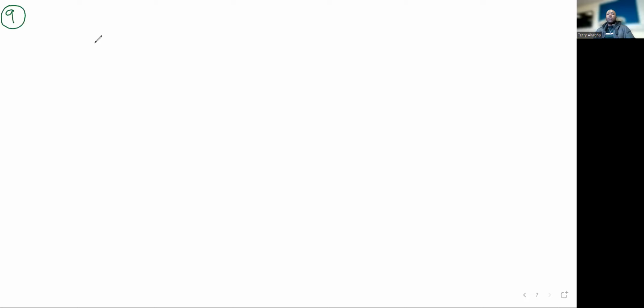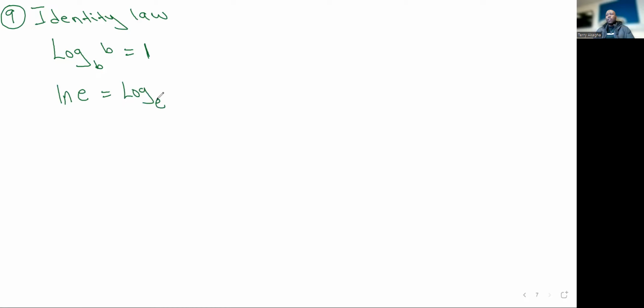Okay, number 9. The next one we're going to talk about is the identity law. Identity law is very easy. It just says that when the logarithm of a number is equal to the base, that will give you 1. So log b to base b is equal to 1. And ln e, remember I told you the ln is the same thing as saying log base e, and the e is also here as well. It's equal to 1. So ln e is going to be equal to what? Equal to 1.